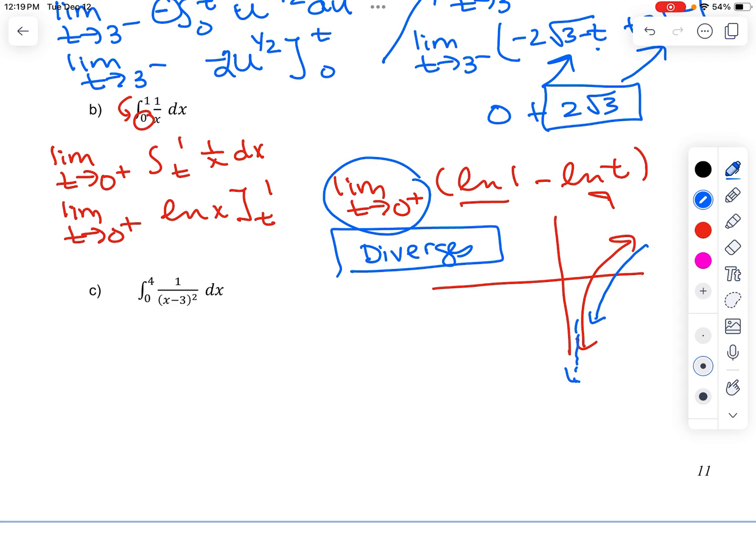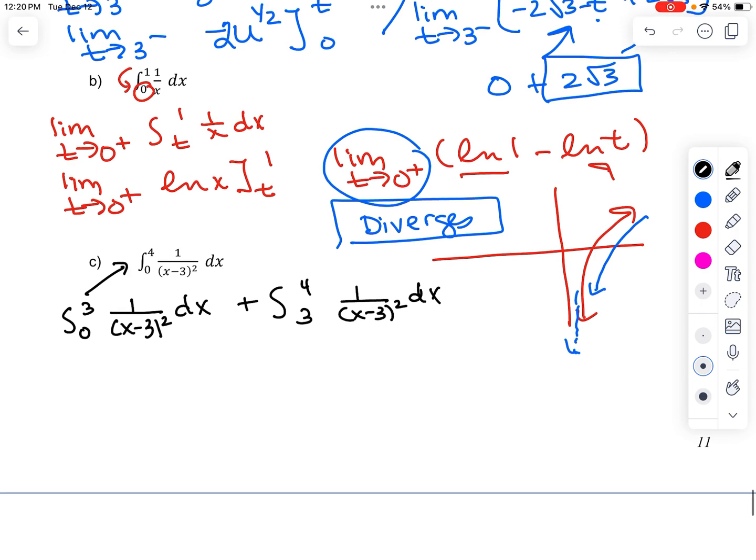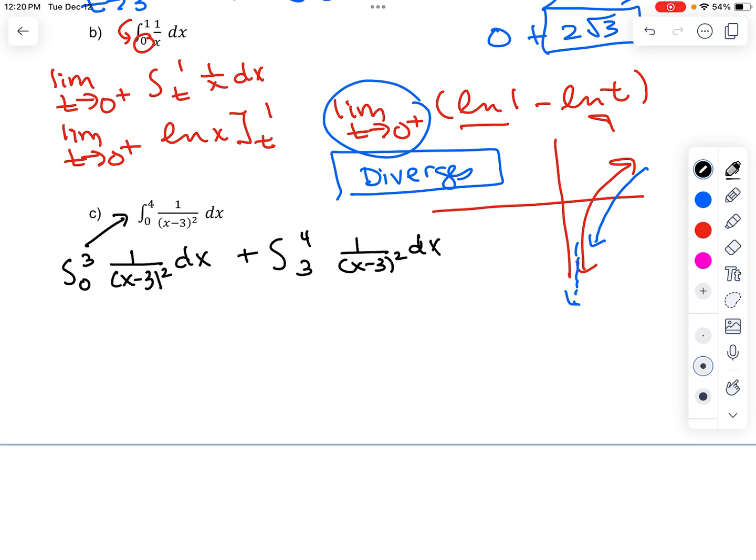Okay, last one. Notice that there is a discontinuity at x equals 3, but notice that 3 is between 0 and 4. So we're going to have to split this up into 2 separate integrals. So I'm going to go from 0 to 3, and then go from 3 to 4. And again, I can't really plug in 3 because it doesn't exist on that graph, so I need to rewrite both with the limit statement. So I'm going to do the limit as we approach 3 from the left side here, because we're going this way.